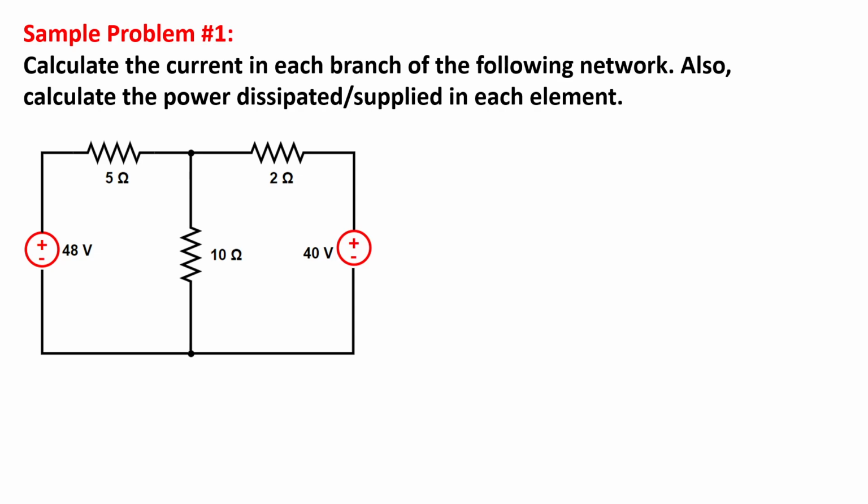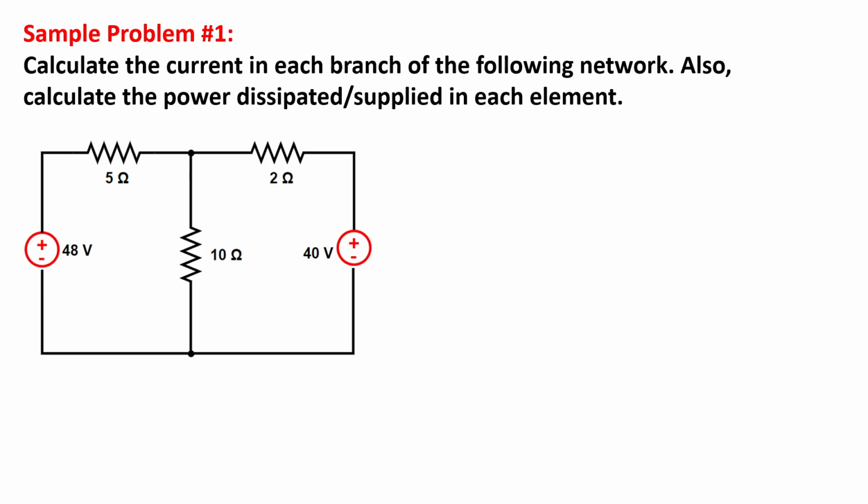We have a simple network composed of two independent voltage sources and three resistors. They are connected as shown on your screen. So we are asked to solve for the current in each branch of this network, and also to solve for the power dissipated by each resistor as well as the power supplied by each voltage source.